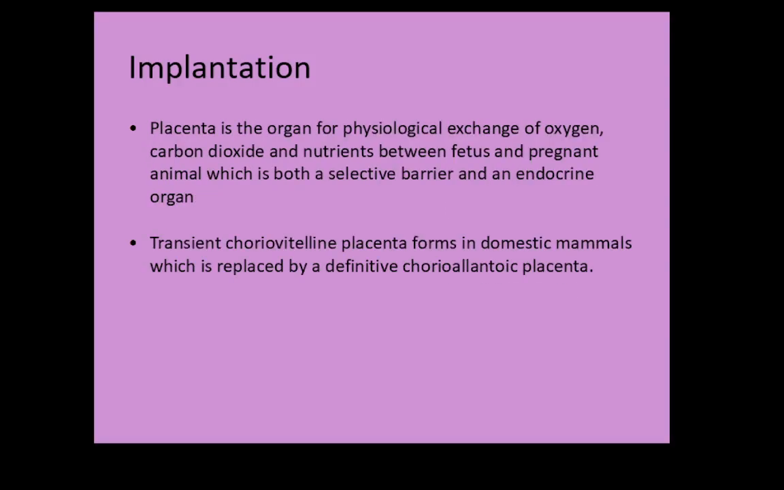Okay, so the placenta is the organ for physiological exchange of oxygen, carbon dioxide, and nutrients between the fetus and the mother animal. It acts both as a selective barrier and as an endocrine organ. A transient choriovitelline placenta forms in domestic mammals, which is replaced by a definitive chorioallantoic placenta.